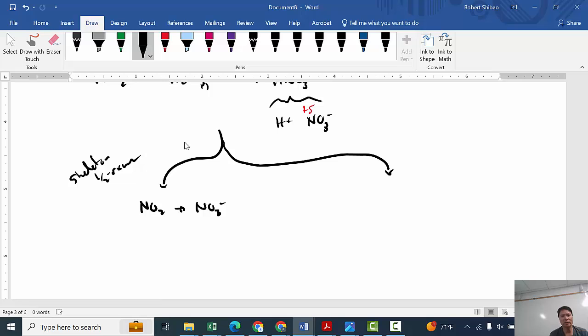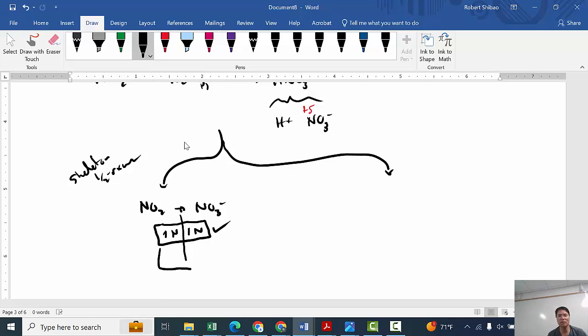And so let's analyze this one. In skeleton redox, what we do is we balance all elements other than oxygen and hydrogen first. And so that leaves nitrogen. We have one nitrogen here on the left and one nitrogen on the right. So it's already balanced. We don't have to do anything. If it wasn't balanced, we'll change the coefficient on one side or the other.